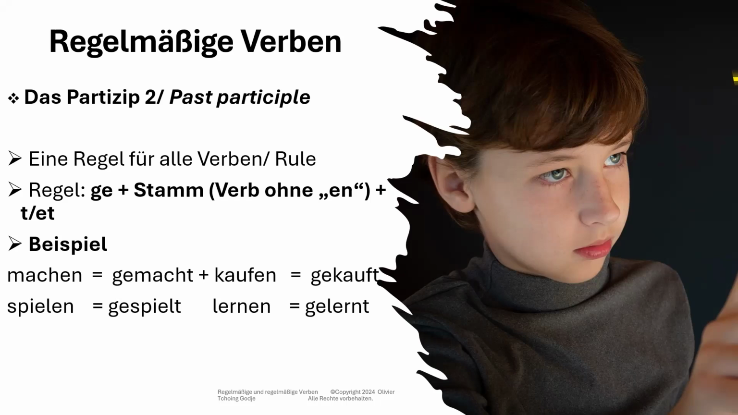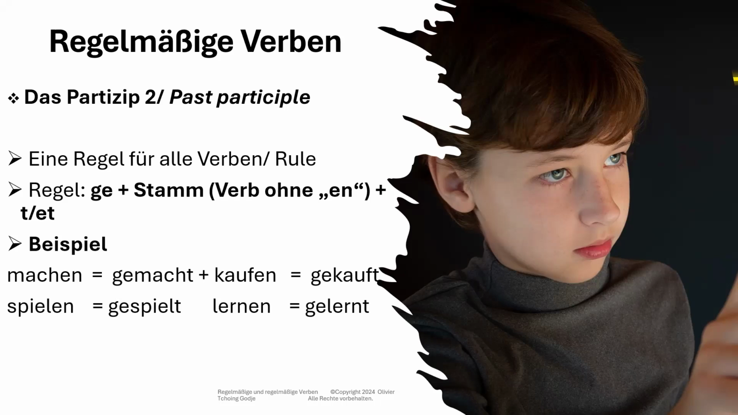And usually the past participle is used to build the Perfekt in German, which is the present perfect. So here, to build the past participle of regular verbs, we have a clear rule, and this rule can be applied to all verbs. You will notice that all regular verbs follow this model. You take ge as a prefix, then you add the verb stem, that is the verb in the infinitive form without n, and then the ending is t or et, just like machen, gemacht, kaufen, gekauft, spielen, gespielt.